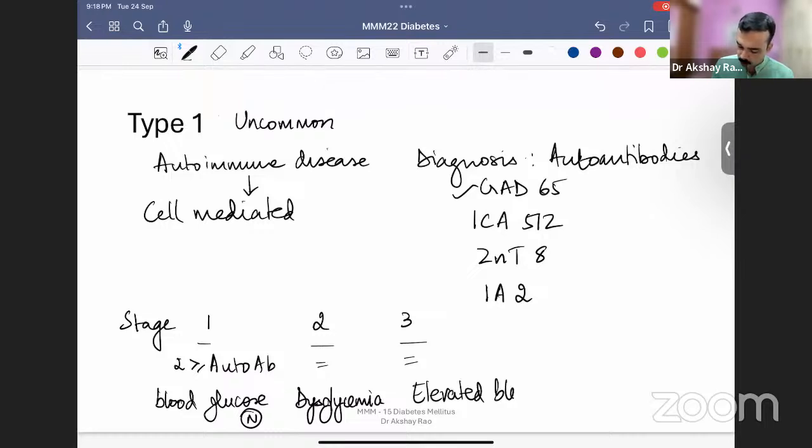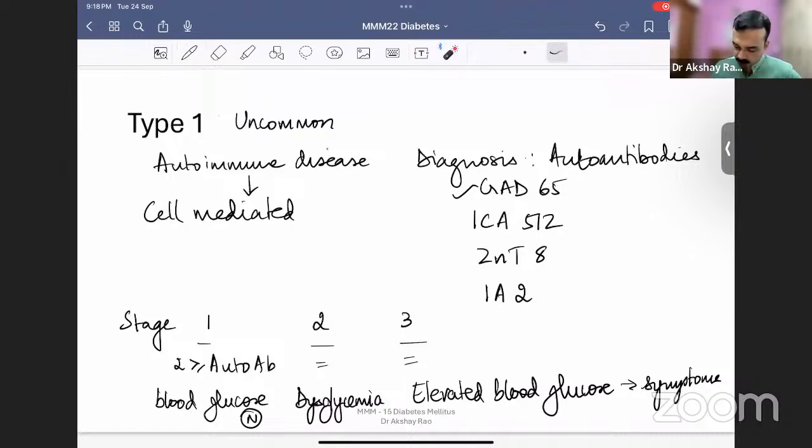Elevated blood glucose or abnormal blood glucose is considered stage 3. That means they have symptoms. So patients of type 1 diabetes, the moment they have symptoms, they're in stage 3 of the disease. Stage 4 is when they develop complications of long-standing hyperglycemia. Okay, so you can remember the fourth stage also, it's complications. But these three stages, for sure, you should remember.